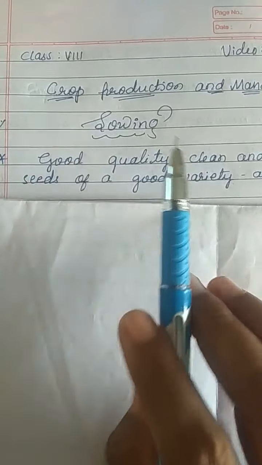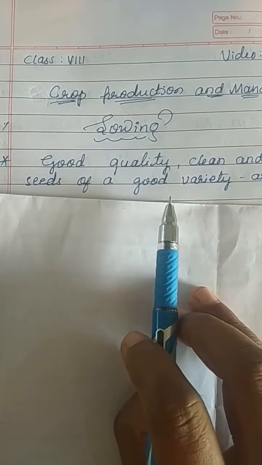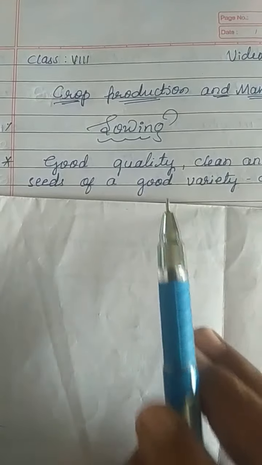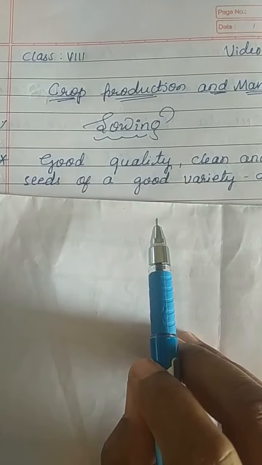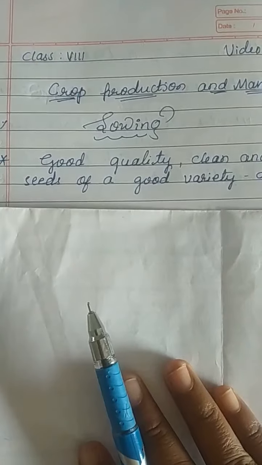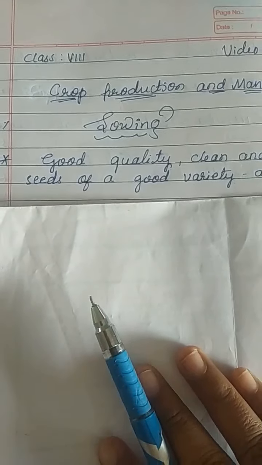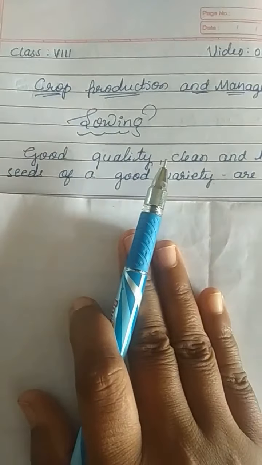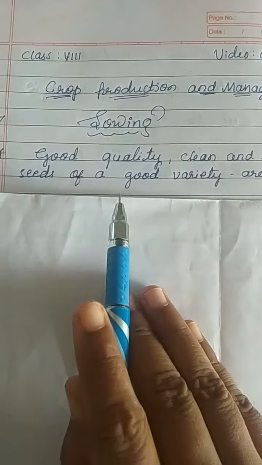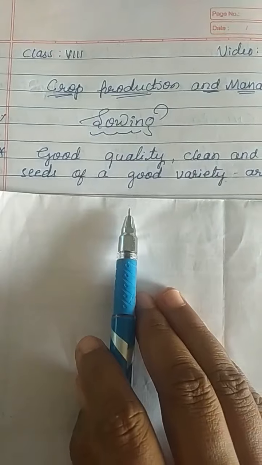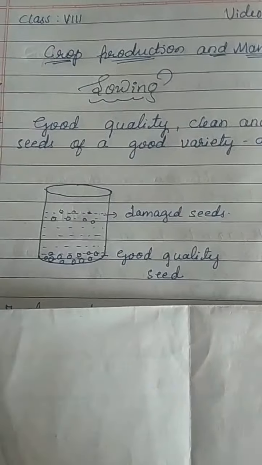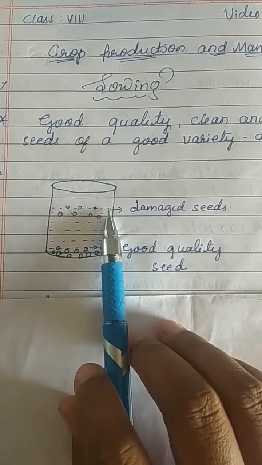Before sowing the seeds, it is very important to ensure that good quality, clean and healthy seeds of a good variety are selected. Farmers prefer to use seeds which give high yield. They always prefer good quality seeds, to get high production and good benefits. Then how do we select good quality seeds?